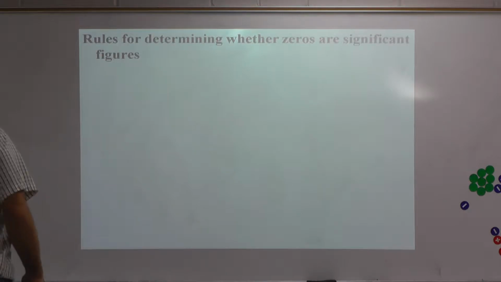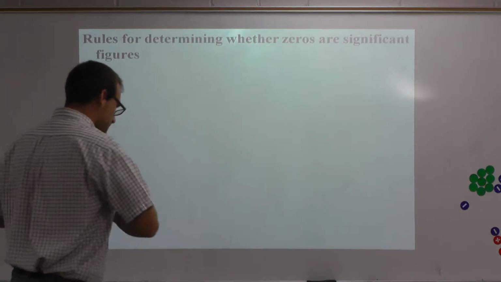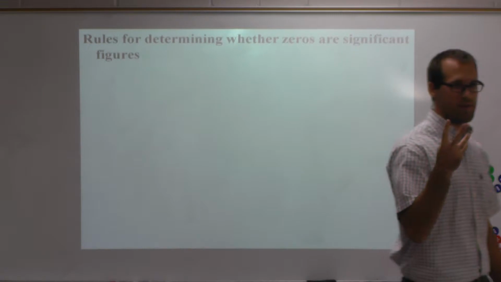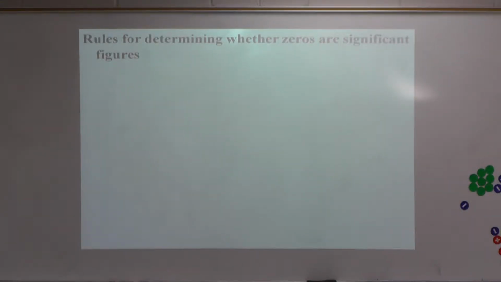All right. So here's what we have to do. We have 4 rules for determining if a number is significant or not, and it all deals with the number 0. Okay? Any non-zero number will always be a significant number.